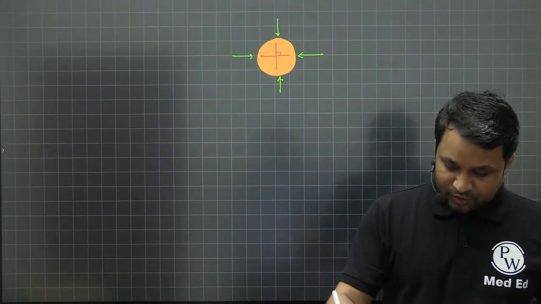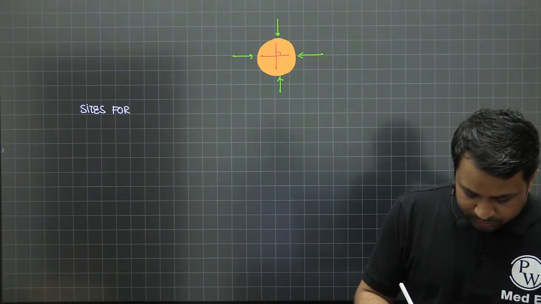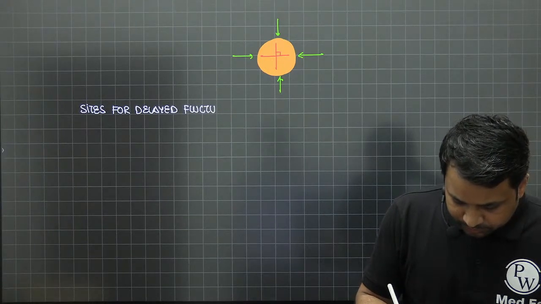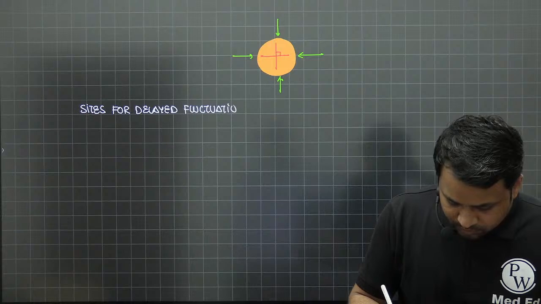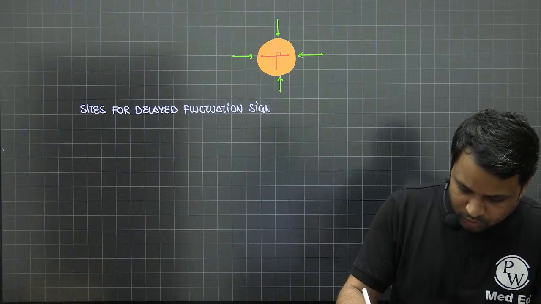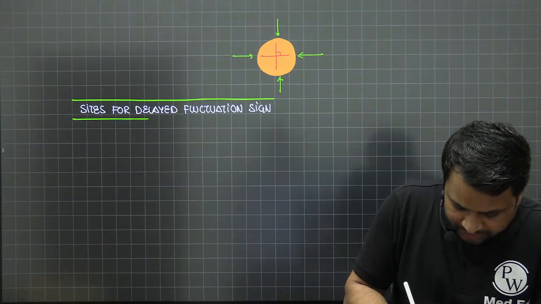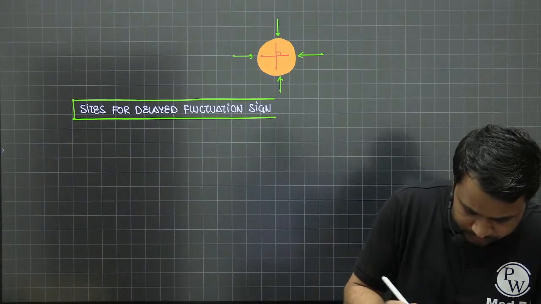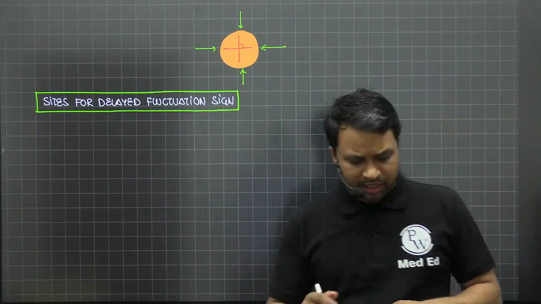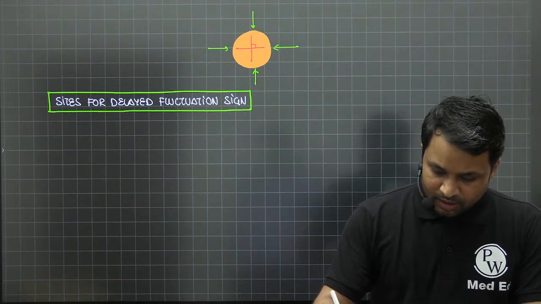So, sites for delayed fluctuation sign. That means even though there is a fluid collection available, you will have a delayed fluctuation sign. Even though the fluid collection is available, the fluctuation sign will not be seen in an earlier form. That is called a delayed fluctuation sign. So where would you see this delayed fluctuation sign, right?